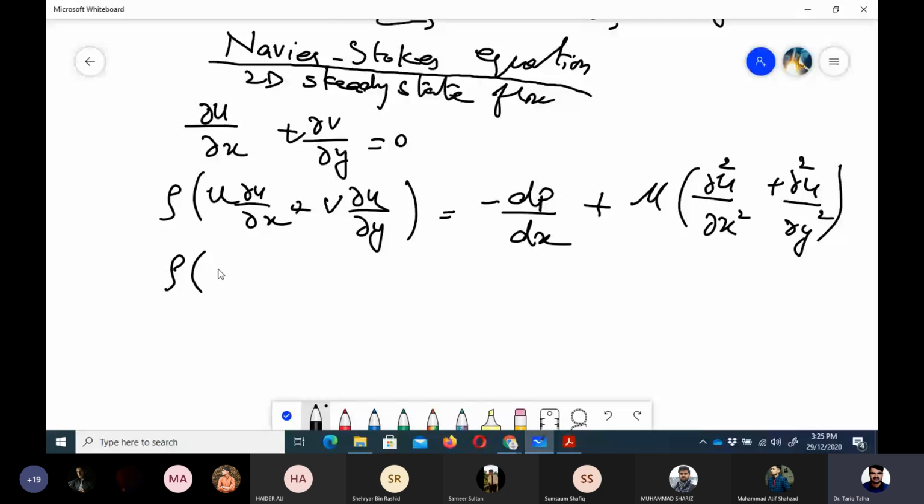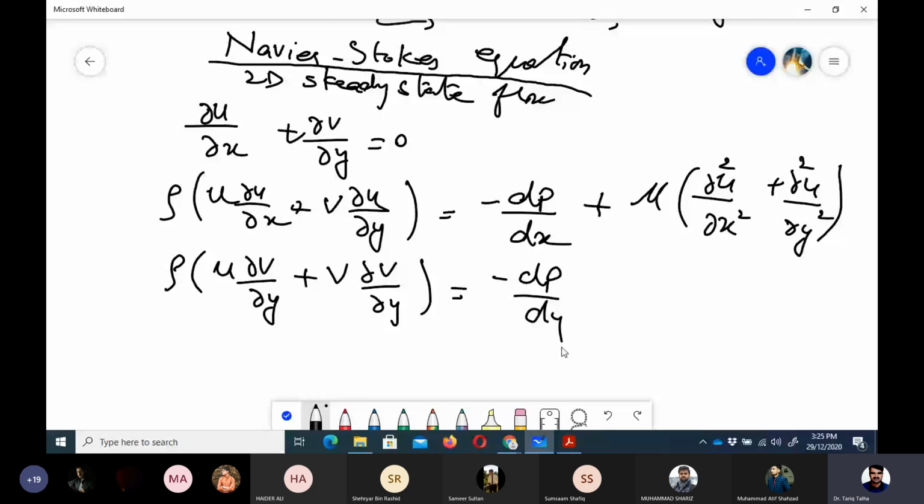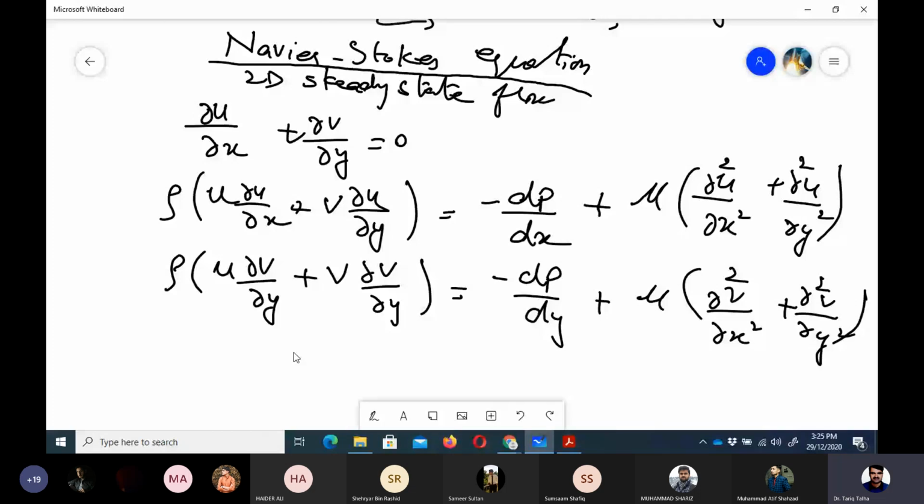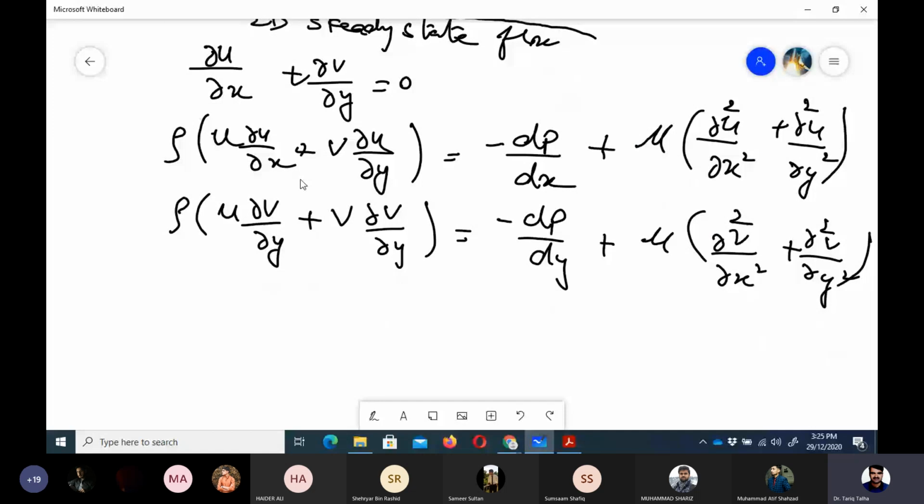So in this case, it would be u into partial v by partial x, this is now the y momentum equation, plus v into partial v by partial y, and then minus dp by dy plus mu into partial square v upon partial x square plus partial square v upon partial y square. And now these are the equations which give you u, v, and p.